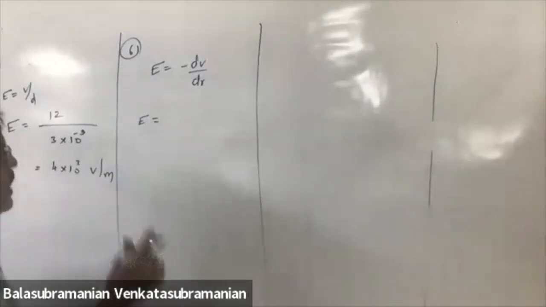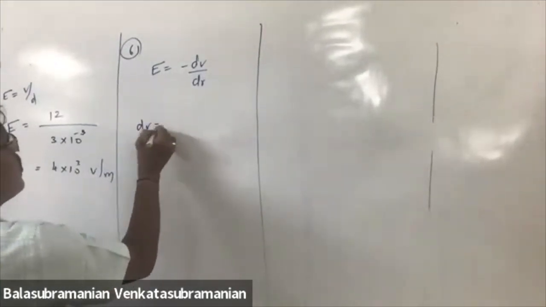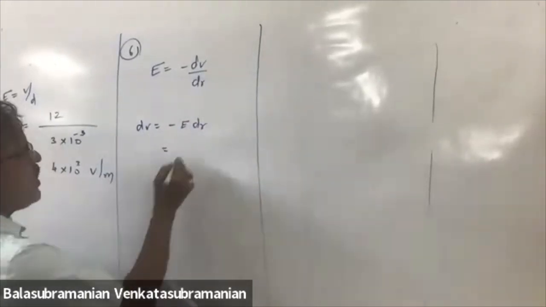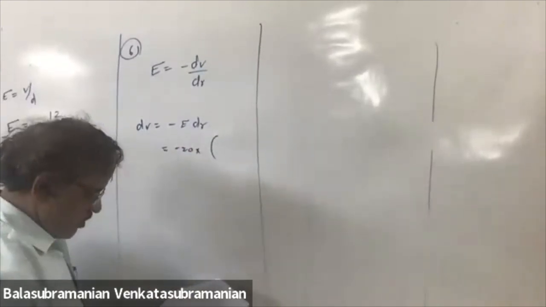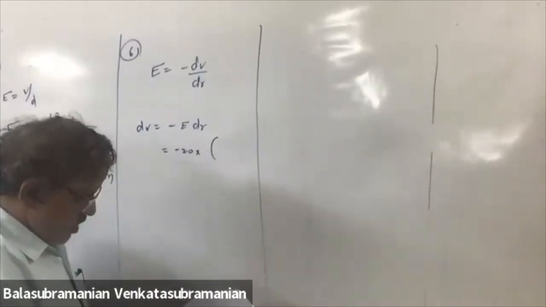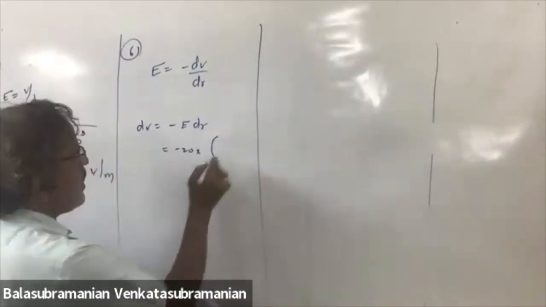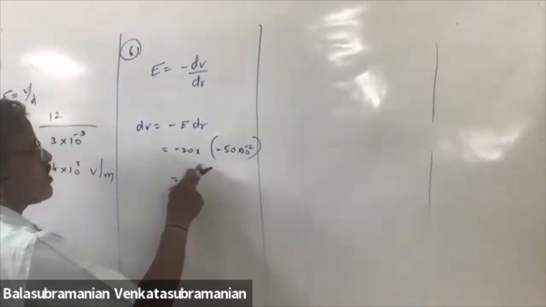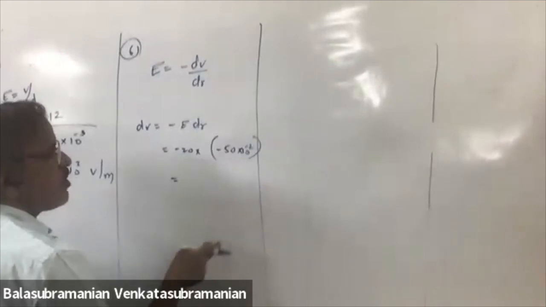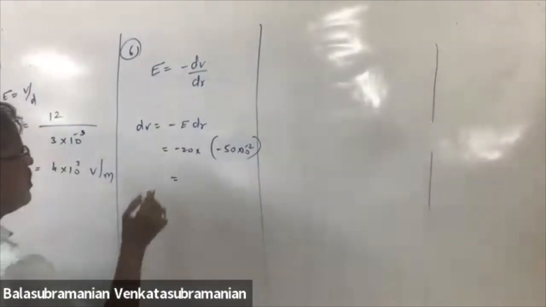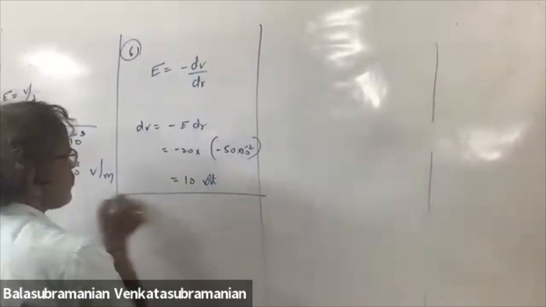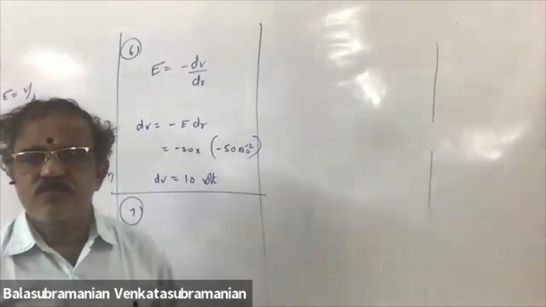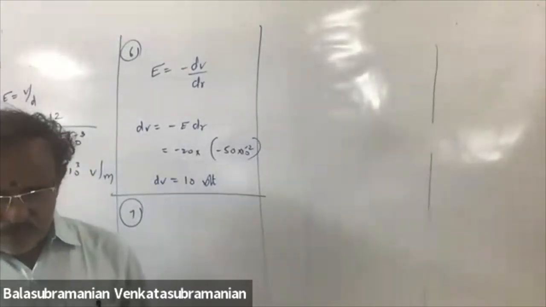Okay. So dV is asked: minus E into dr. Electric field is 20 Newton per coulomb. dr, downward direction, minus 50 centimeter. So minus minus plus, 2 into 5,000 into 10 power minus 2. That should be 10 volt. So change in potential is 10 volt. Okay. Next.